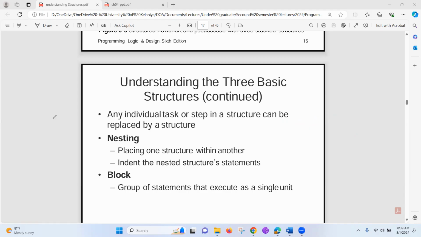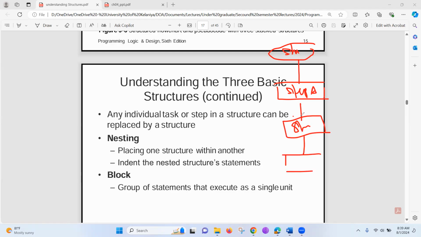Any individual task or step in a structure can be replaced by a structure. If I am taking it like this, student, this is the starting point. Here you have step A. After completing step A, you need to go for step B. This kind of structure we are calling a sequential one, right? Can you remember? Then you can go for step C. Then you have the endpoint, starting and end. This is one structure, no?